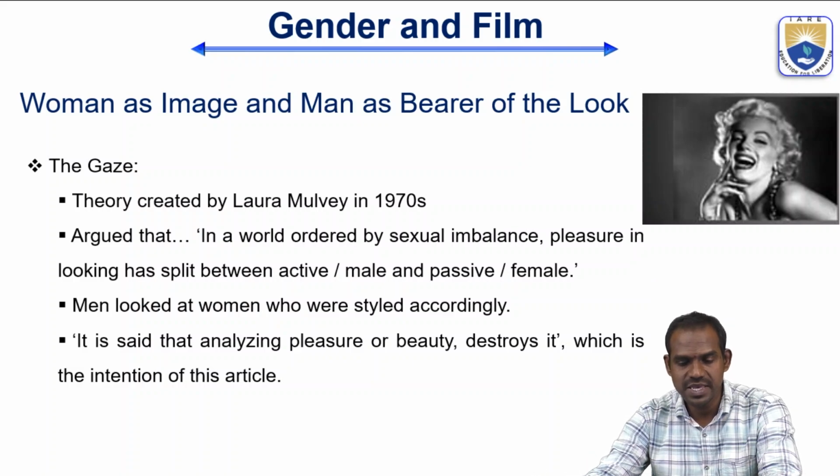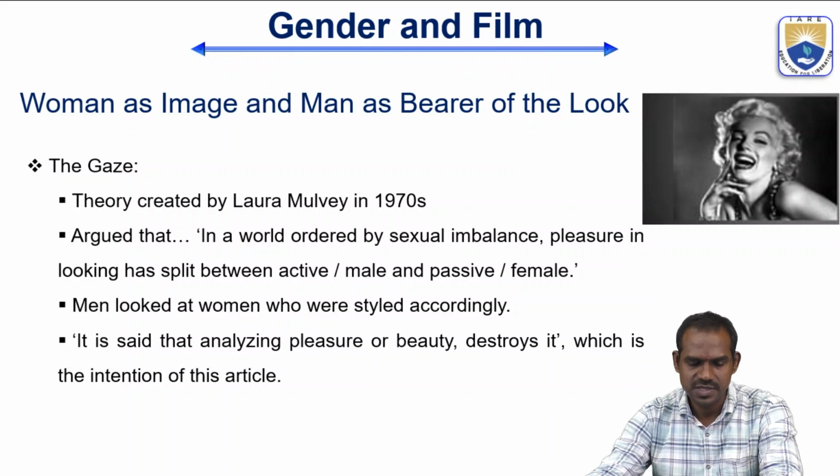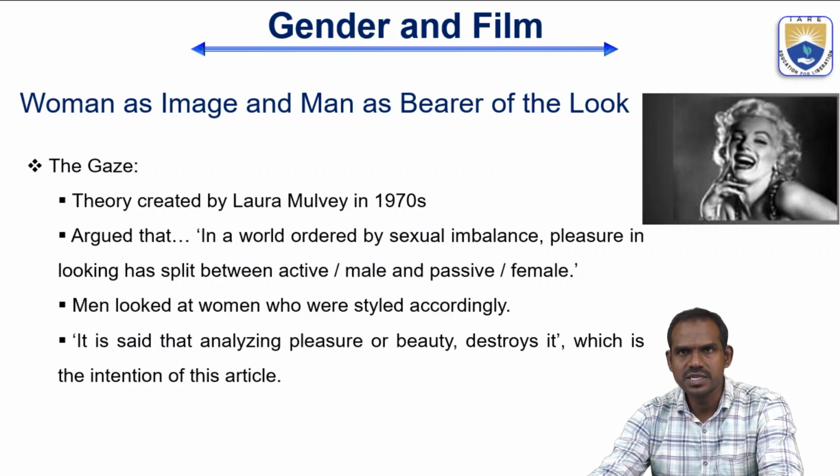Woman as image and man as bearer of the look. Woman as image means woman is subjected to gaze, and man is gazing. Men are gazing, women are subjected to gaze. Okay, so the gaze. This theory was created by Laura Mulvey in the 1970s.